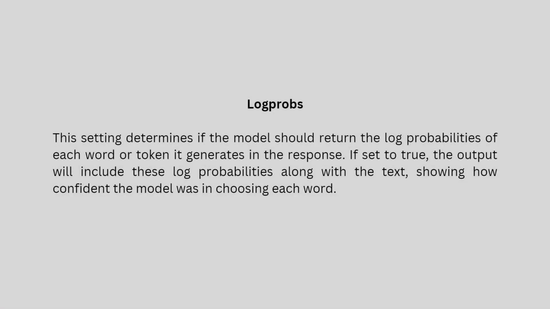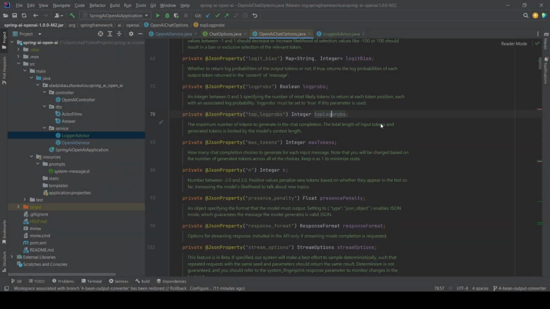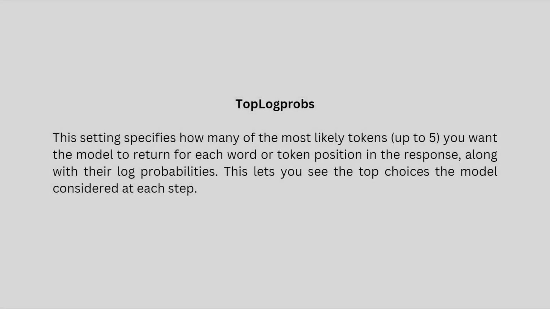Next one is logprobs. This setting determines if the model should return the log probabilities of each word or token. If it's set to true, the output will include the log probabilities along with the text, showing how confident the model was in choosing each word. Next one is topLogprobs. This setting specifies how many of the likely tokens, up to 5, you want the model to return for each word or token position in the response, along with their log probabilities. This lets you see the top choices the model considered at each step.